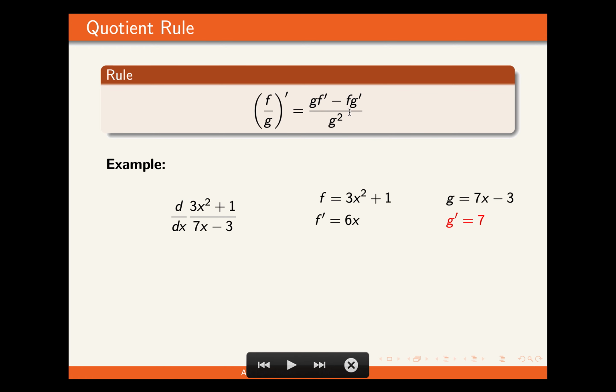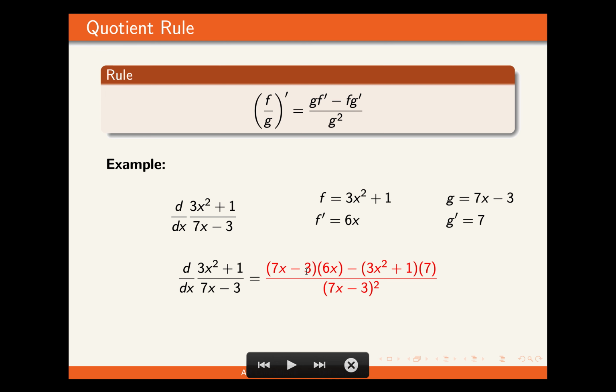So if that is the case, let's try to apply the quotient rule here. This is the function whose derivative we need to figure out, and we already have all the necessary information. So our goal is to just plug that information into this formula. Let's begin with the numerator. Here is g, so replace that by 7x minus 3, replace f prime by 6x, replace f by 3x squared plus 1, replace g prime by 7, and on the denominator we need the square of g, so we square 7x minus 3.